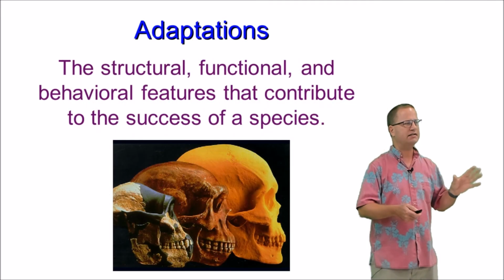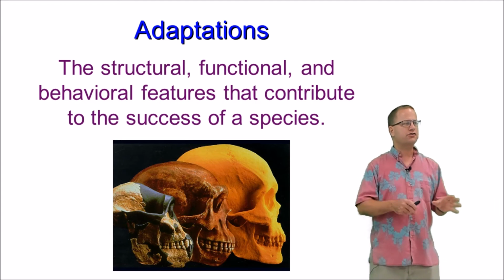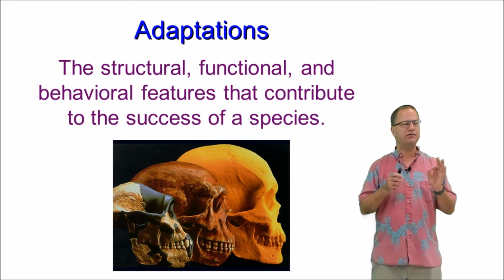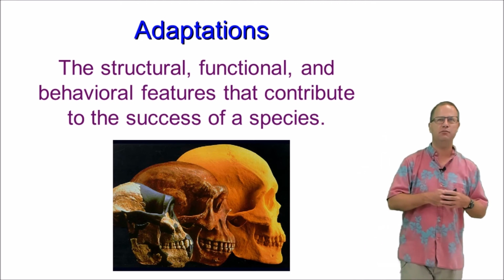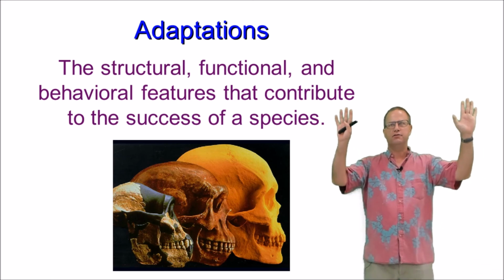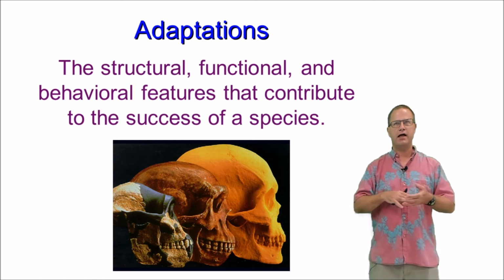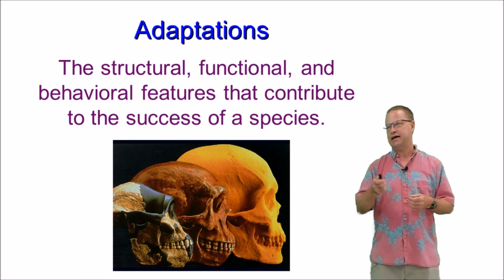Okay, so that's just one example. Evolution often produces adaptations. These are the structural, functional, and behavioral features that contribute to the success of a species. Think about what has contributed to the success of human beings. Well, first of all, the opposable thumb, that's pretty big. Second of all, the fact that we have a pretty big brain and a big ability to think and do problem solving and things like that.